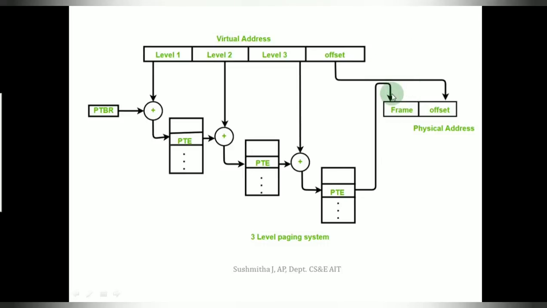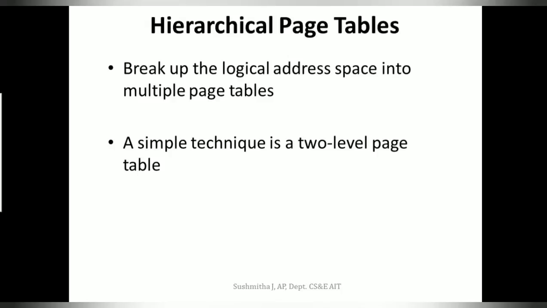So here what is happening? The page table itself will be paged in another page table. According to the curriculum, this is just an illustration. According to the curriculum, we have only a 2-level page table, where we are going to see it only up to 2 levels. Now why is it that we are breaking these page tables?